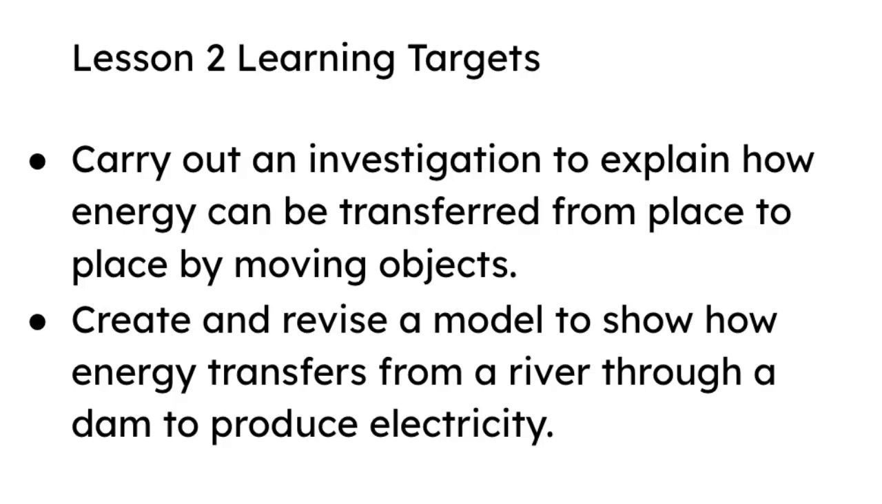By the end of this lesson, students will have carried out an investigation to explain how energy can be transferred from place to place by moving objects, and created and revised a model to show how energy transfers from a river through a dam to produce electricity. In Lesson 3, students figure out about other natural resources humans use for energy and fuels, how they are renewable or non-renewable, and how using each resource impacts the environment.